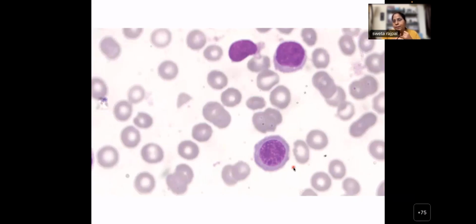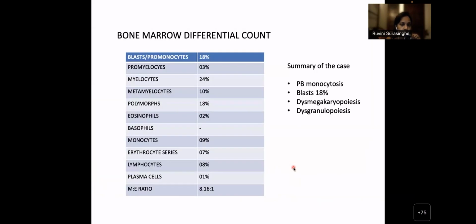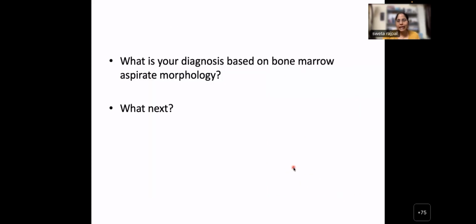Then there was megakaryopoiesis, correct, and granulopoiesis were there, along with the increased blast percentage of 18%. Perfect. So in peripheral blood, we had seen monocytes, which were 22%, right? And apart from that, these were the bone marrow findings that you have correctly summarized.